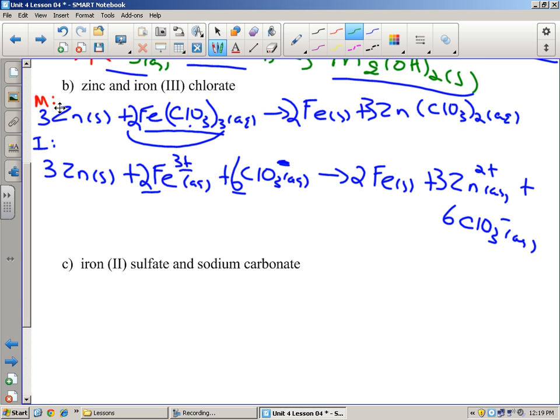That's the ionic equation. Yes? Net ionic. Well, same as before. To get the net ionic equation, we take out the spectator ions. What's exactly the same on both sides? And the answer is chlorate, 6 and 6. Is zinc the same as zinc 2 plus? No. Is iron the same as iron 3 plus? No. We've got to leave those.